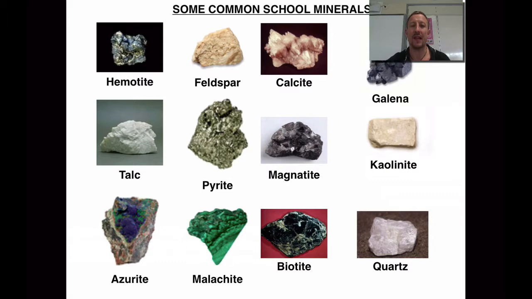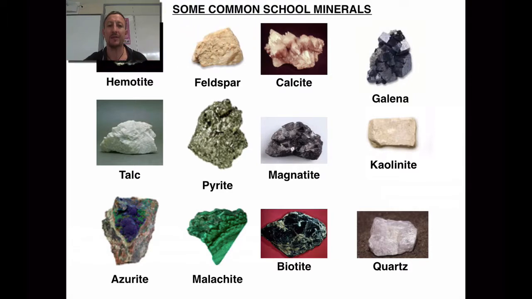Okay, so let's look at some of the minerals that we all have in school. The main ones here are the ones that we use at St. Hilda's. We've got hematite, feldspar, calcite, galena, talc, pyrite, magnetite, kaolinite, azurite, malachite, biotite, and quartz. However, there are many more, but these are the ones that we use here. Now, the pictures, although you may think, oh, they'll all look like this, they don't. Some will vary depending on where you take the mineral out in the world. So then they won't always be like you see in the pictures here.